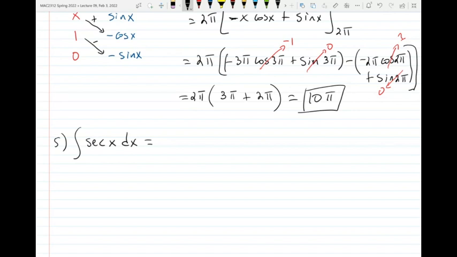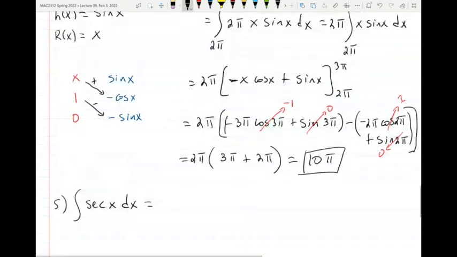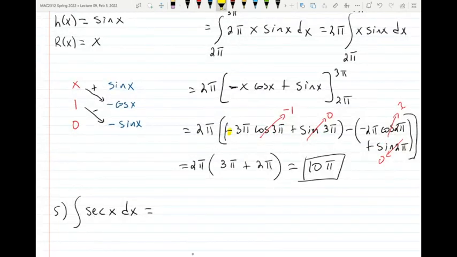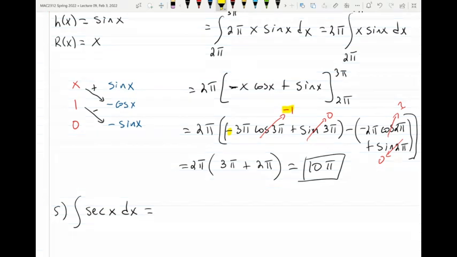Okay, so let's see. There's a negative here, right? And cosine of 3 pi is -1. So negative times negative is positive. You see it? Okay, good.